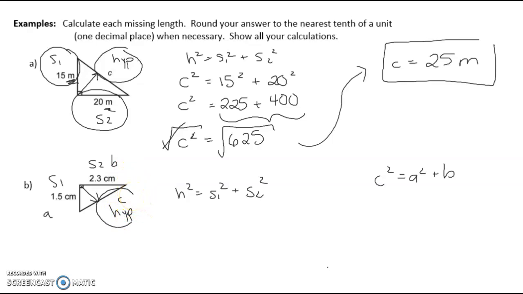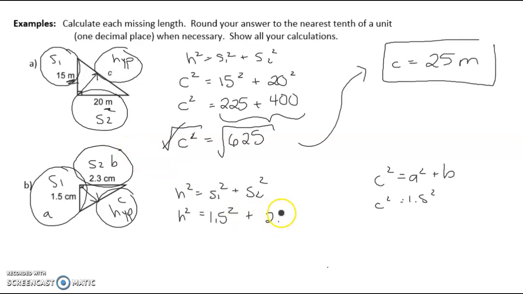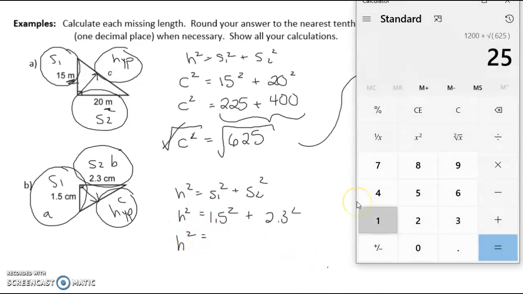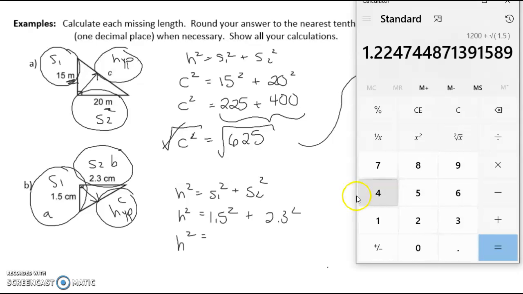Okay, so my hypotenuse, okay? It doesn't have a number on it, so I'm just going to call it h squared, okay? Or you can call it c squared. Then we have side 1, or a, is 1.5, so it's 1.5 squared. Then we have our side 2, so plus 2.3 squared. Okay? And now we can, in our calculators, 1.5 squared.